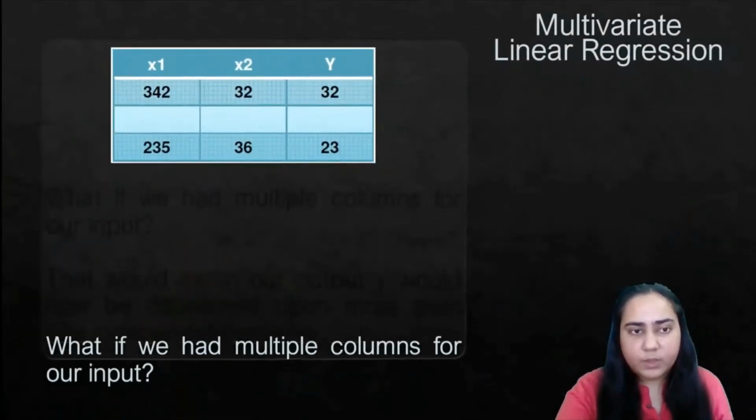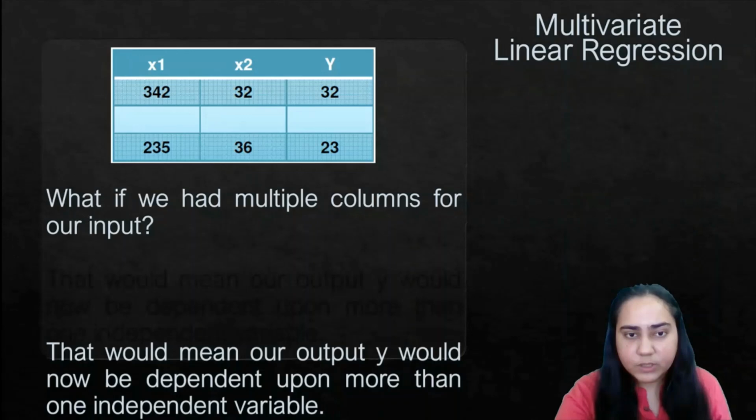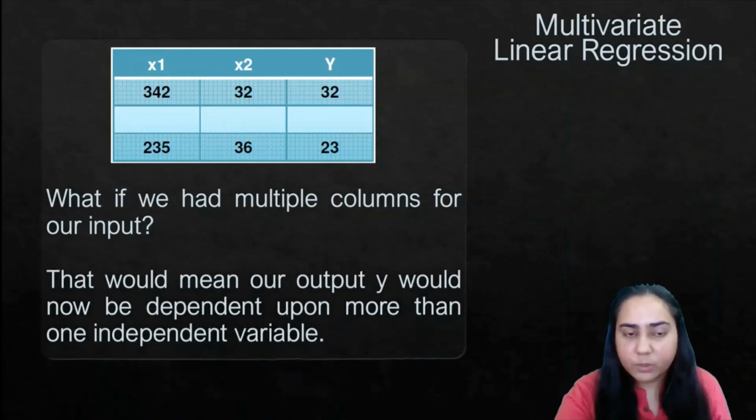We have multiple columns here for our input, and this means our output y would now be dependent upon more than one independent variable. So this is where we use multivariate linear regression.